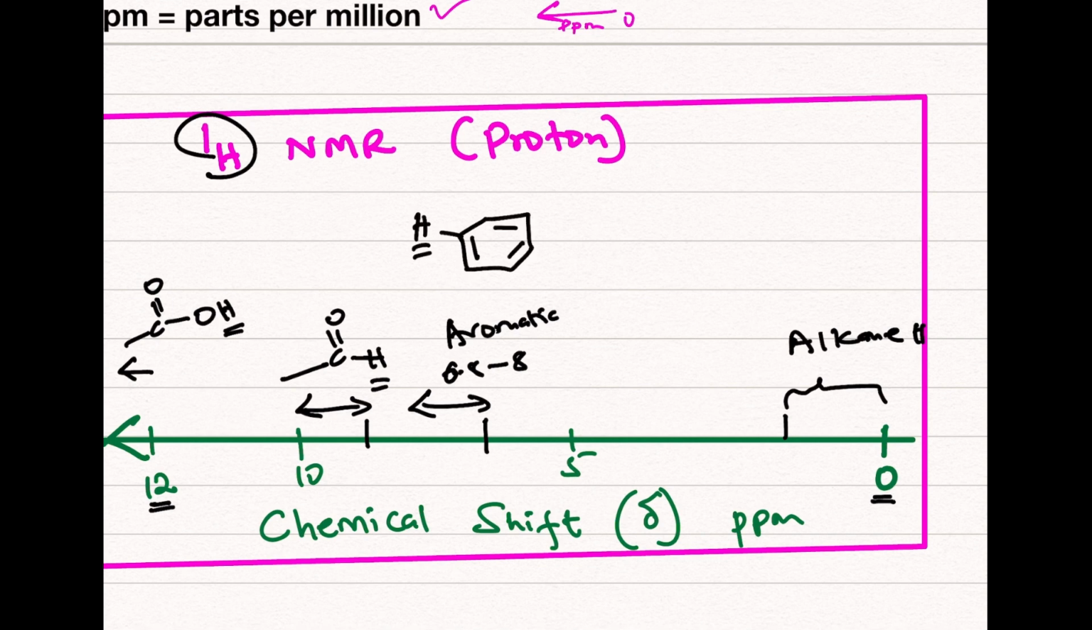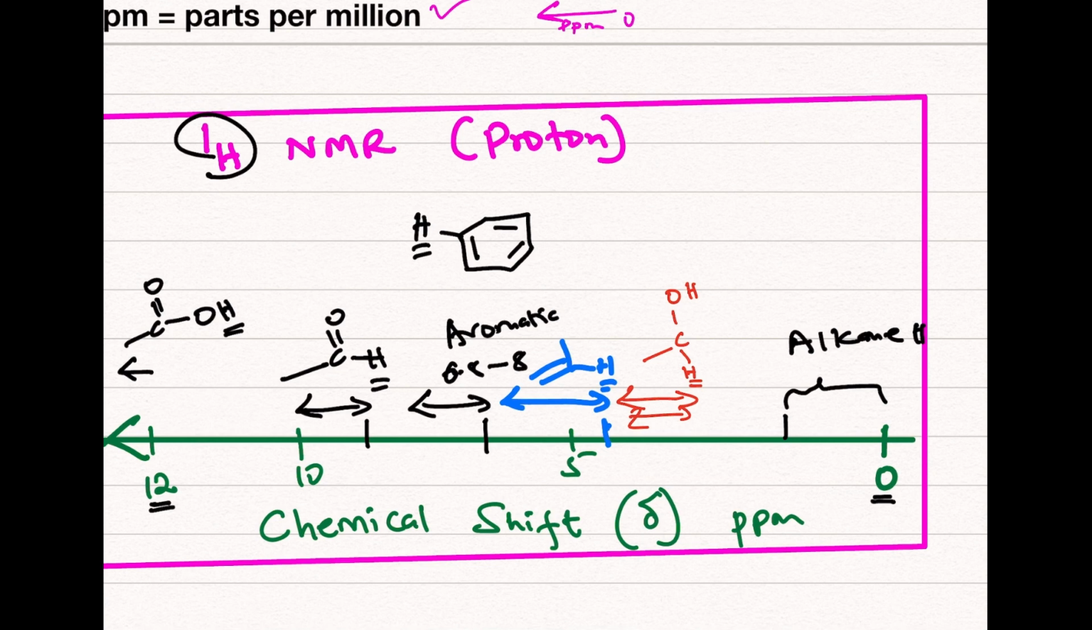Then around 4.5 to 6.5, this region, that's alkene protons. So if you have an alkene, that hydrogen will be in that region. Around 3.5 to 4.5, you have carbon that's connected to oxygen. So if you have a carbon that's connected to oxygen, it could be an alcohol or an ether. If that carbon has a hydrogen, then that will show in around that region.